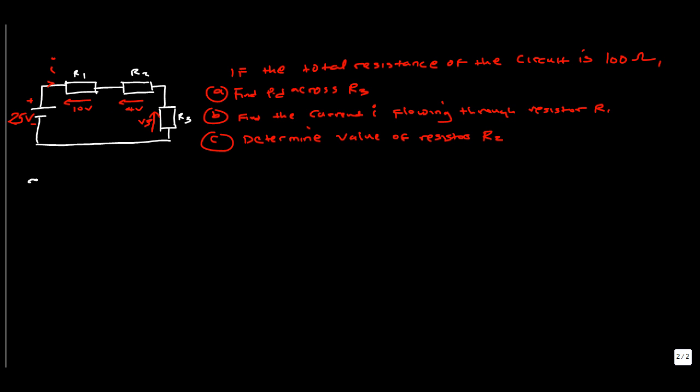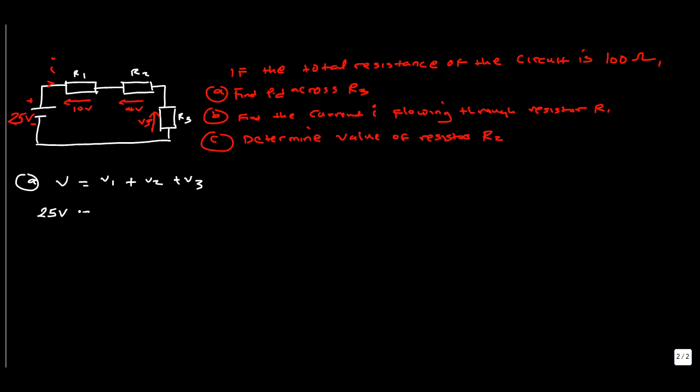Now for problem A, find the potential difference across R3. Well, we know that the total voltage in a series circuit is equal to V1 plus V2 plus V3. Your applied voltage is 25 volts, so we have 25 volts. That's a V, by the way. I'll write it properly.